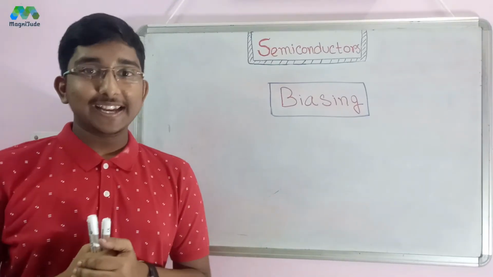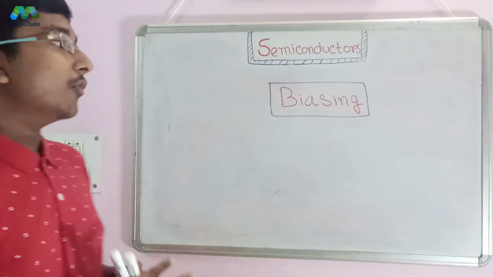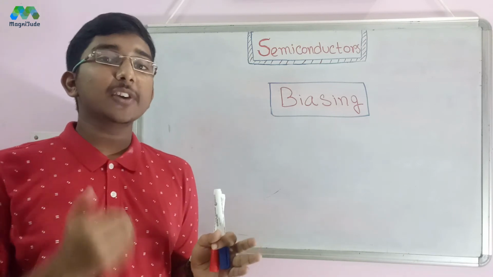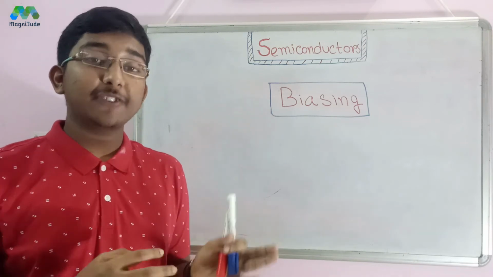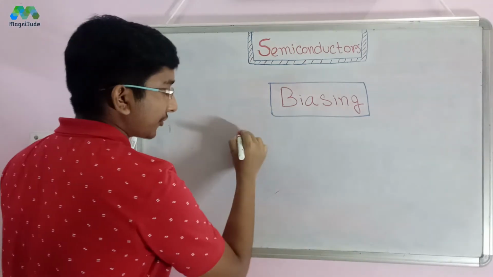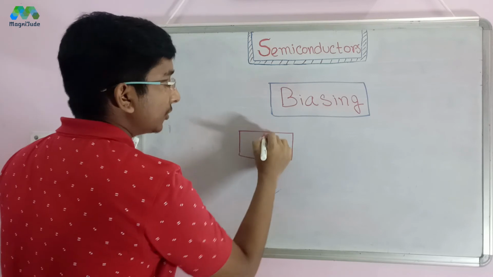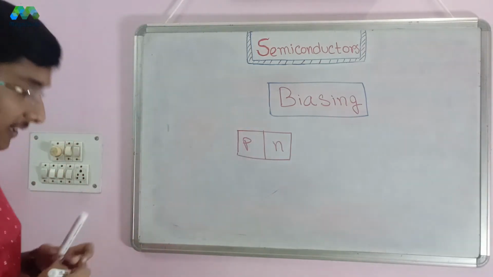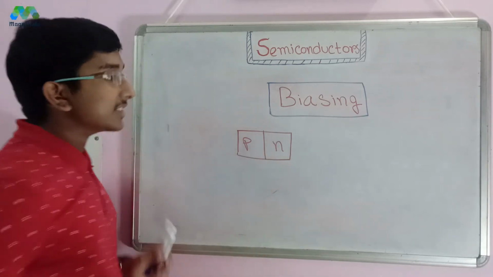So what is biasing? Till now, whenever we have drawn any PN junction, you cannot find that we have added any kind of battery or any power source. Till now, whenever you have drawn a PN junction, it looks like this. There is P and here is N. After this, no external battery is connected.